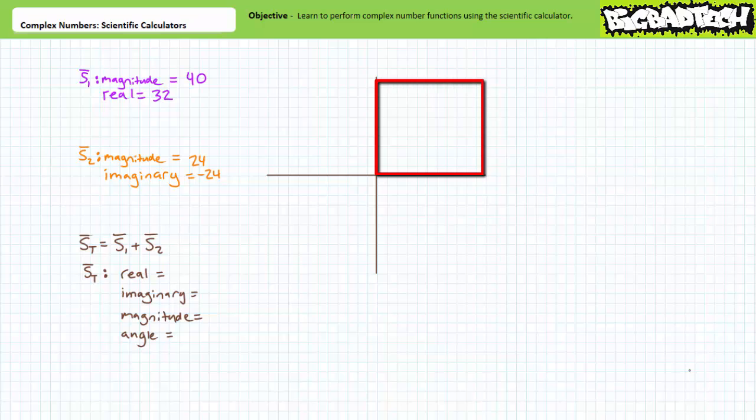S1 is known to be entirely in the first quadrant. S2 has a magnitude of 24 and an imaginary component of negative 24. We're given only partial information about two complex numbers, and we're being asked to summate them, where S of t equals S1 plus S2. And then we're asked to solve for the real, imaginary, magnitude, and angle components of the sum S of t. Let's examine S1 first.